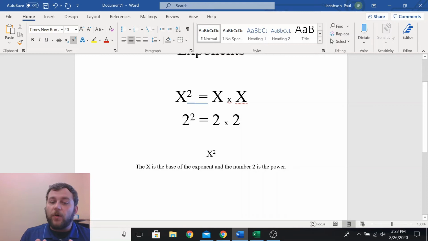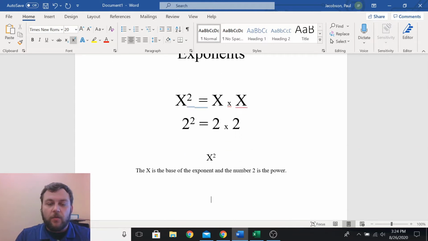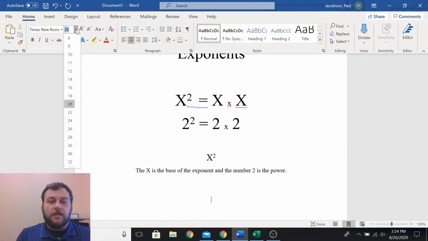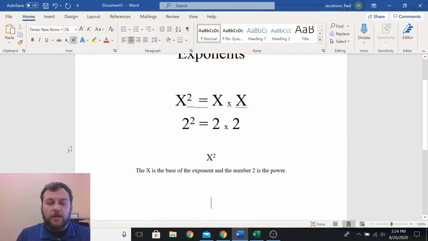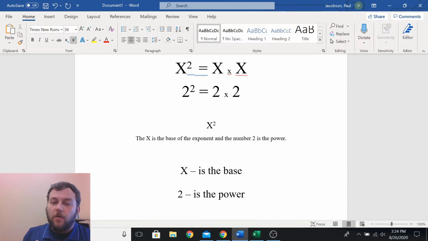To get more into the vocabulary of things, the x squared in its entirety is called an exponent. Okay, the x is the base. I'm going to rewrite that again. X is the base. 2 is the power. Okay, so the power of this exponent is 2. You can even say 2 to the power of 2 or x to the power of 2. Getting that vocabulary down is very important.